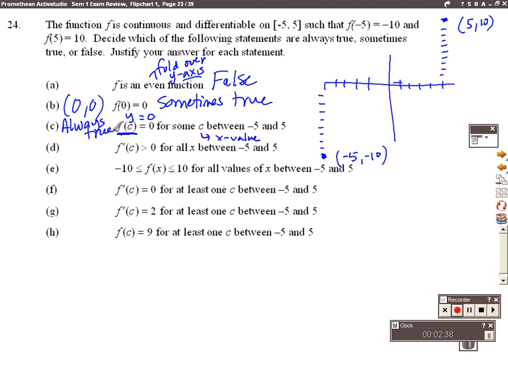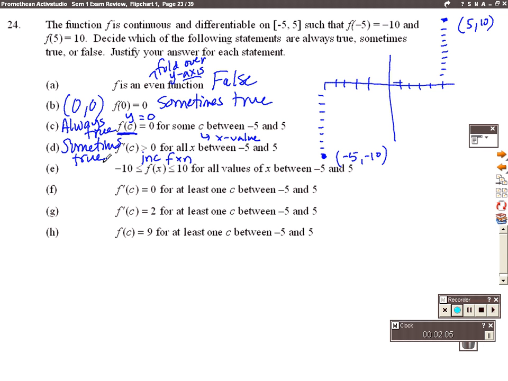Letter D says the derivative at a value of x is greater than 0. In other words, the derivative is greater than 0. And if the derivative is greater than 0, then we know we have an increasing function for all values between negative 5 and 5. So it's saying from down here to up here, we are increasing all the time. Well, that doesn't necessarily have to be true. It's not necessarily false. It could increase all the time, but it doesn't have to. So this would be sometimes true.